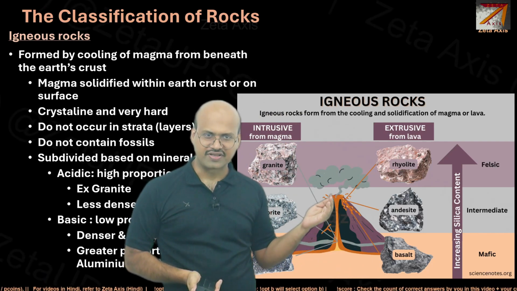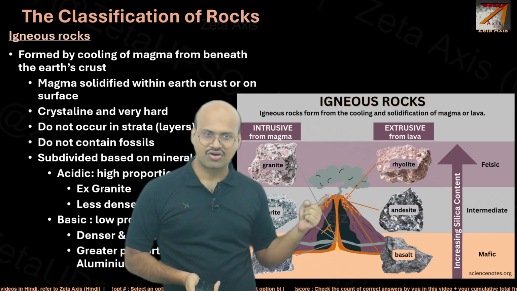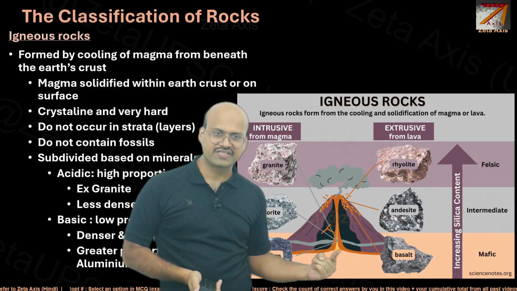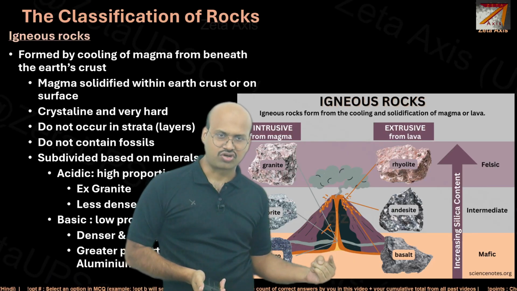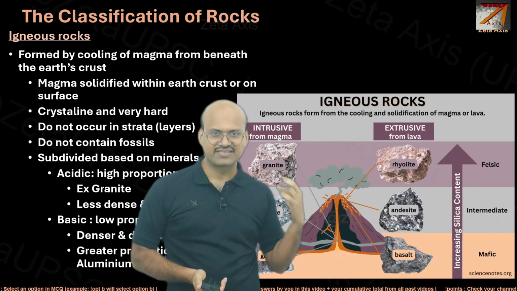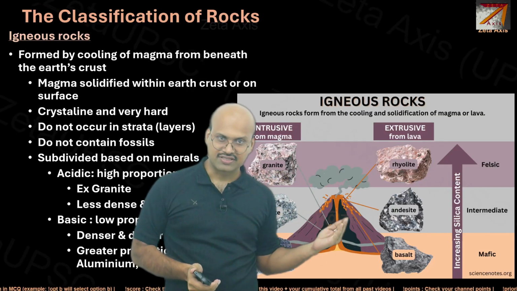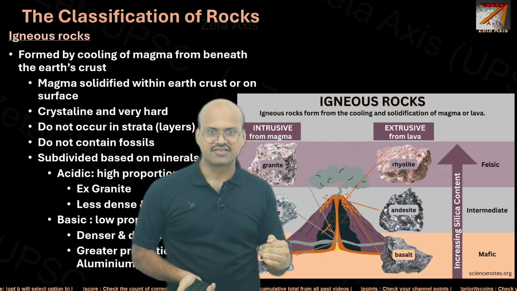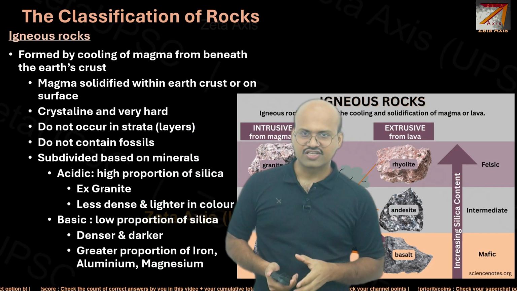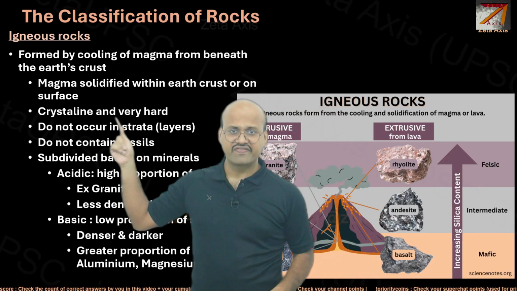So this is the surface. So it will also be called igneous rocks, as well as this magma which is within the earth. If it solidifies, then also it will be called igneous rocks. So both of these, on the surface and inside the earth's surface, are igneous rocks. They are crystalline and very hard.